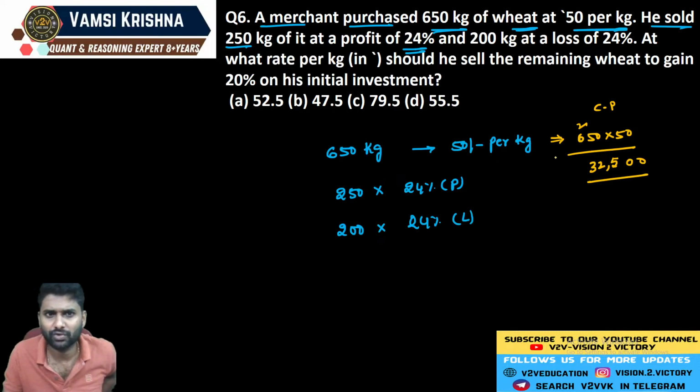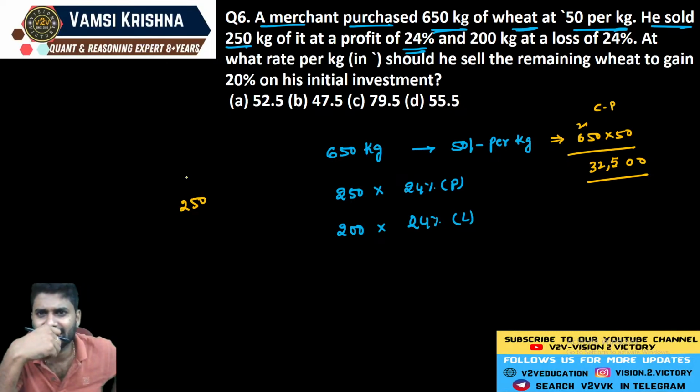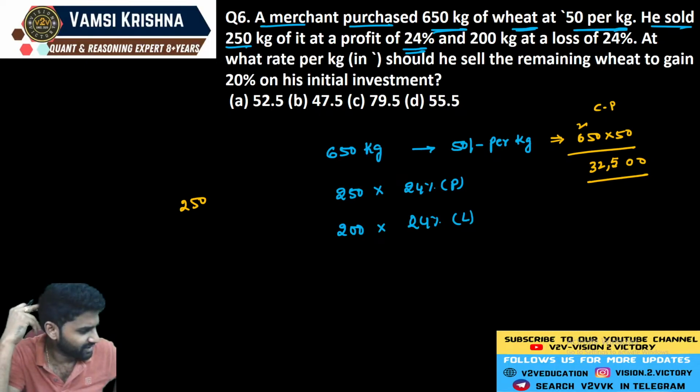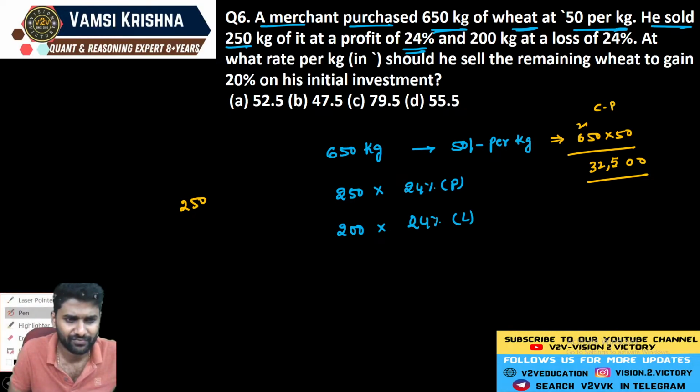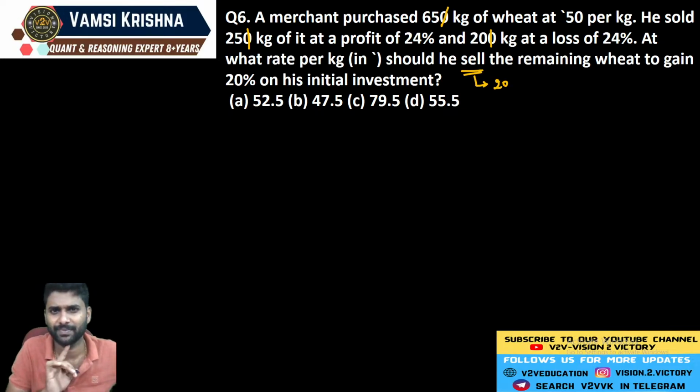So that's the purchasing. Now see here 250 kg is sold at 24% profit. Let me minimize the calculation, because there is a common observation. 650: 250, 200 and 450 means 40 is completed. And remaining, how much quantity is left? 200. That is better, I think so.